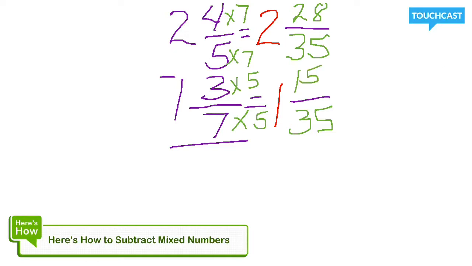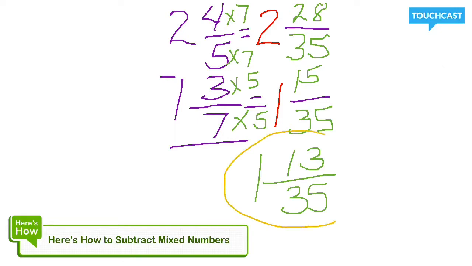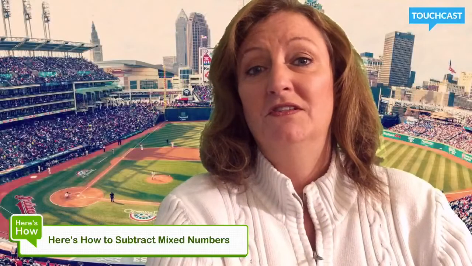And then I'm going to go ahead and subtract those, and I'm going to come up with 13. And the denominator stays the same. And then I subtract my whole numbers. 2 minus 1 is 1. Now, 13 is a prime number, so I know that this cannot be simplified, and that is my final answer. So that wasn't so bad.